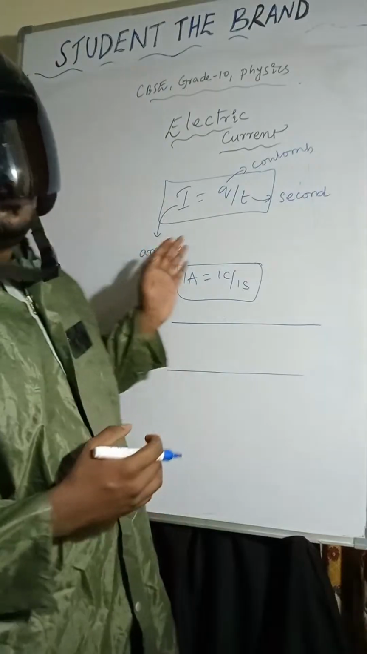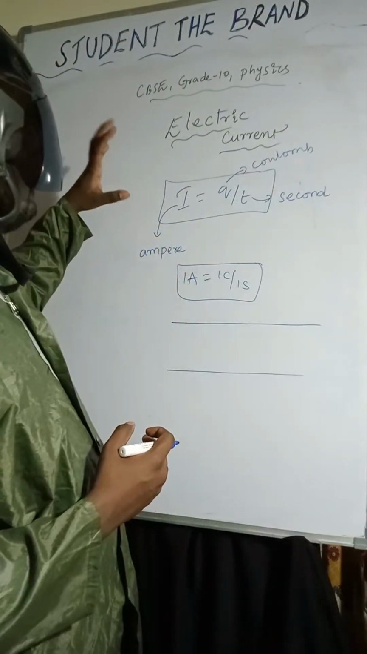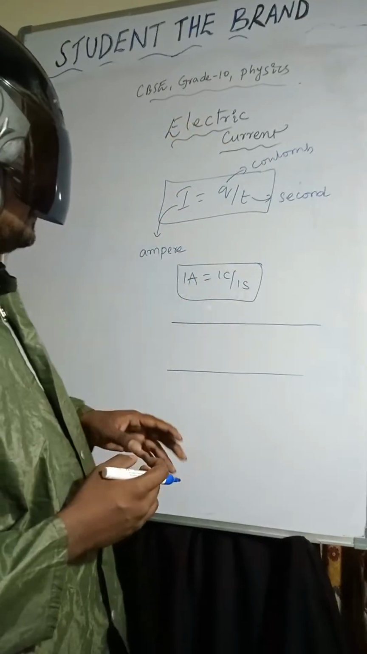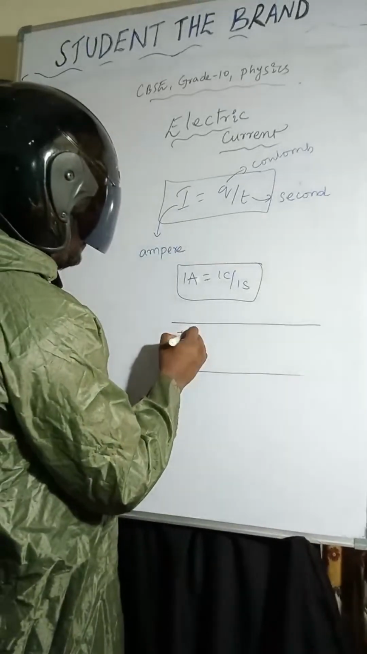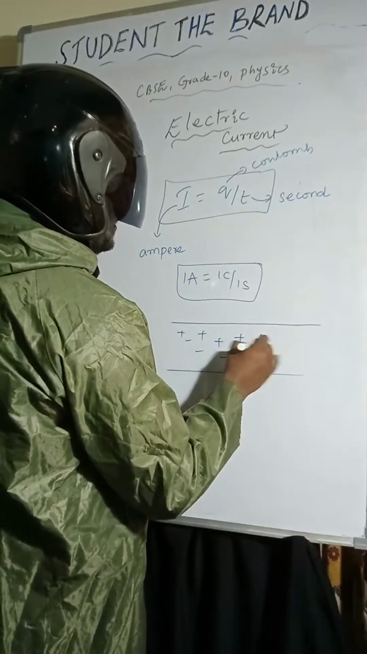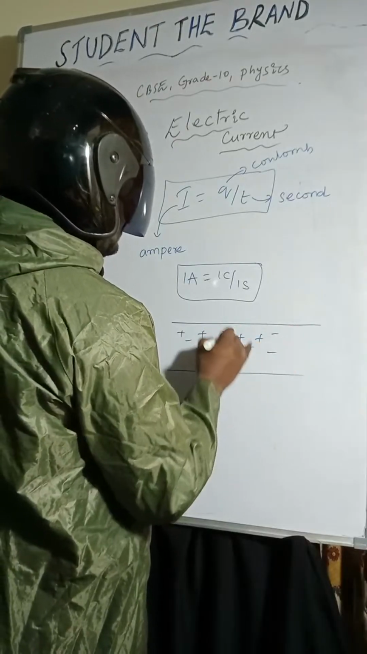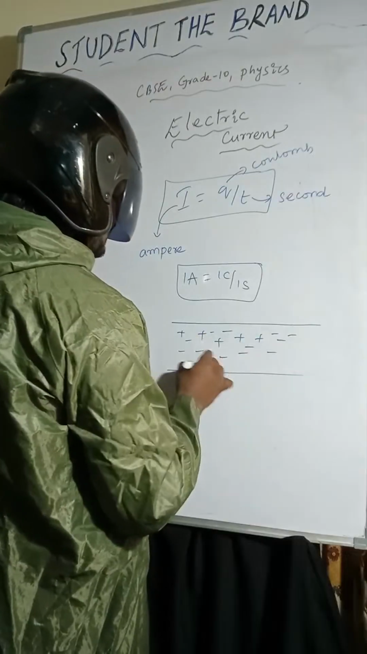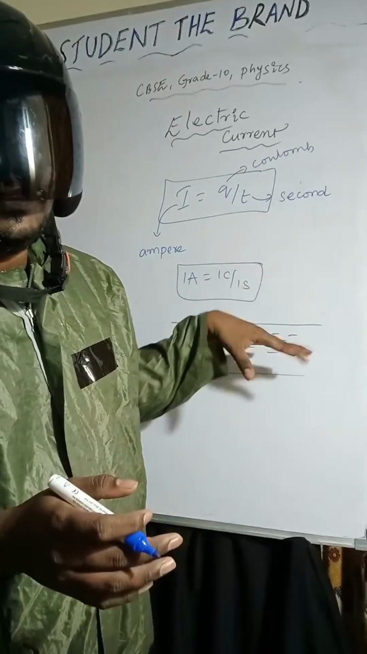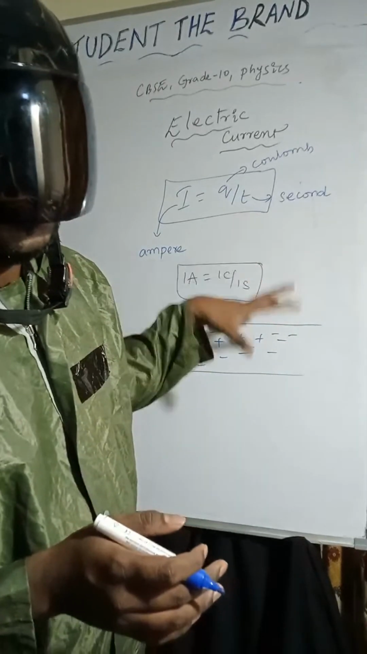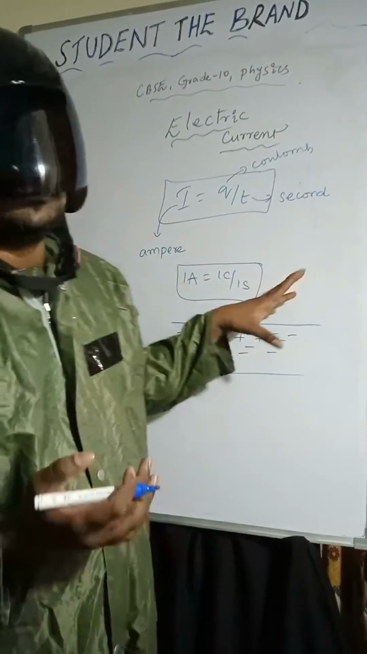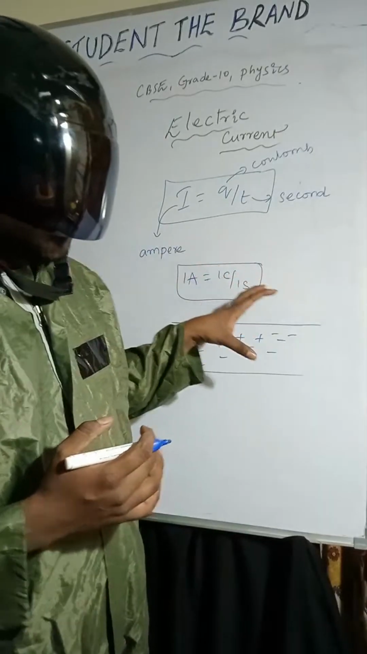Now you can observe here 1 ampere equal to 1 coulomb per 1 second. Charges are moving inside of the conductor. If only one electron, two electrons flow, will you say current is flowing? No, because many charges are moving inside of the conductor.